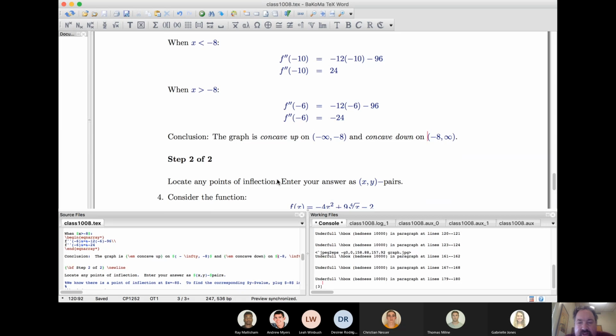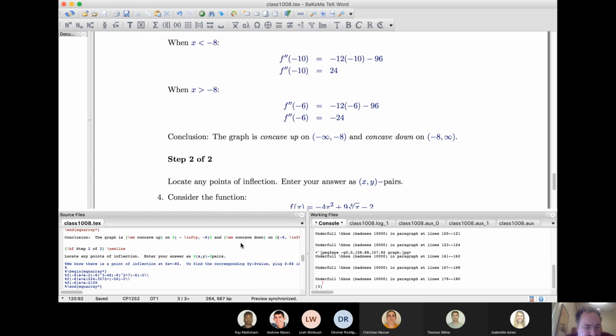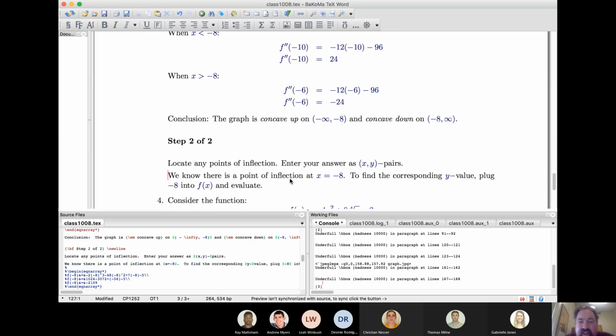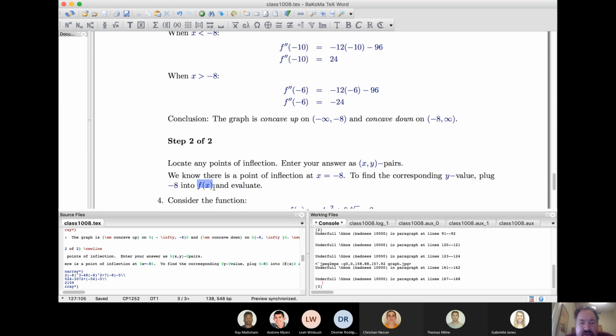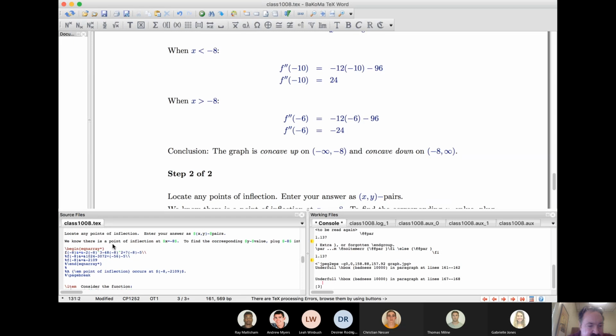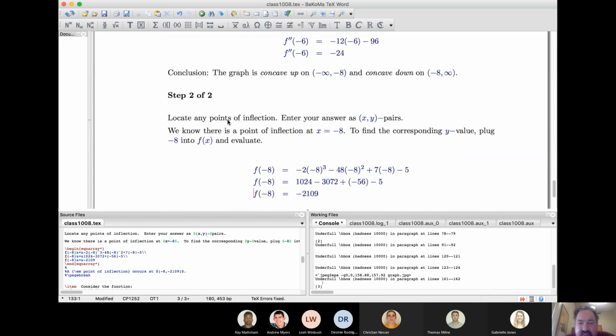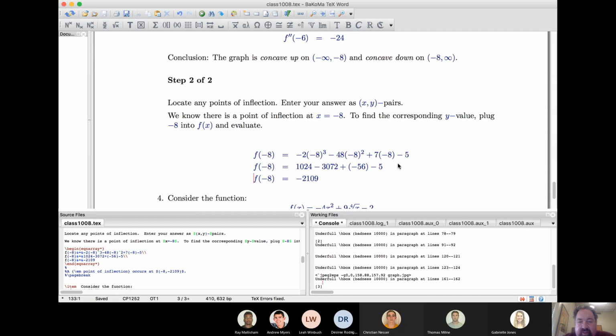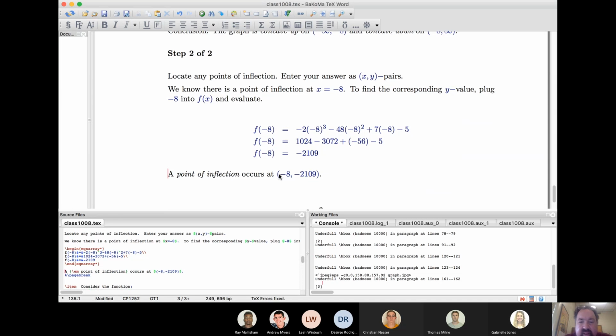And then points of inflection. Because we have a change in concavity from up to down, we can say that x equal -8 is an inflection point. Now, the answer is an xy pair, so x will be -8. To get y, you substitute -8 into the original function and get your y value that way. Okay, so we just go ahead and grind that out. So your final answer is that x equals minus 8, and then y equals what we got here, minus 2109.